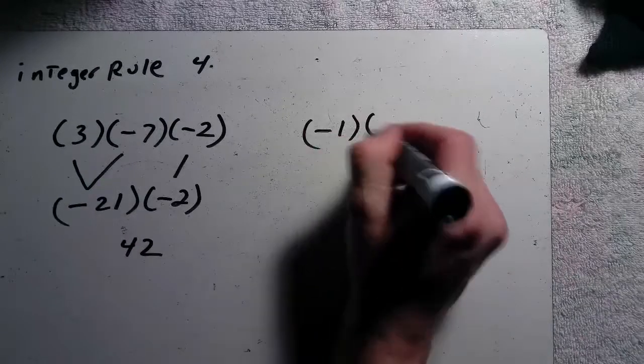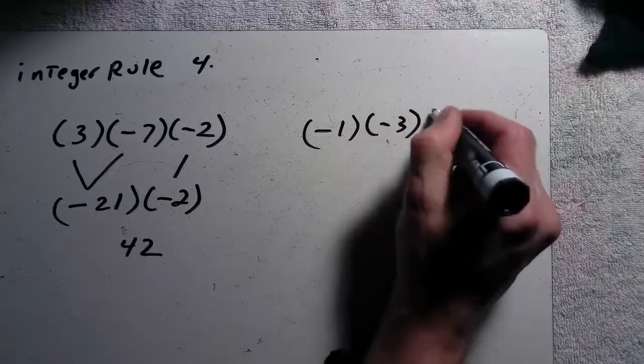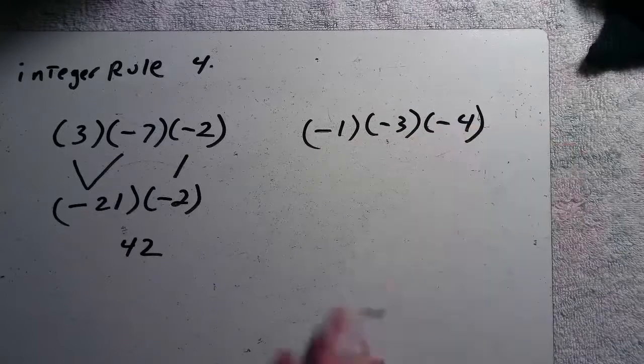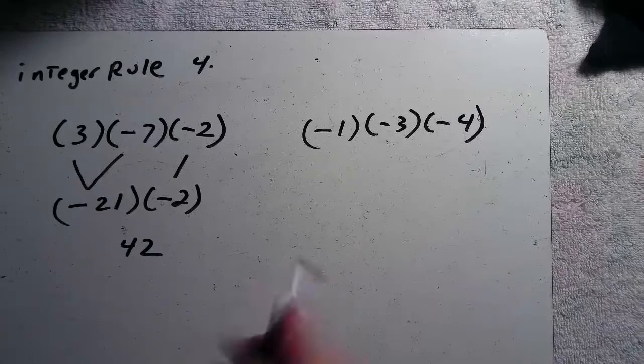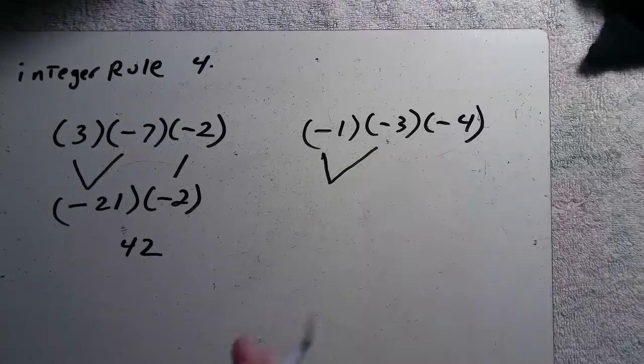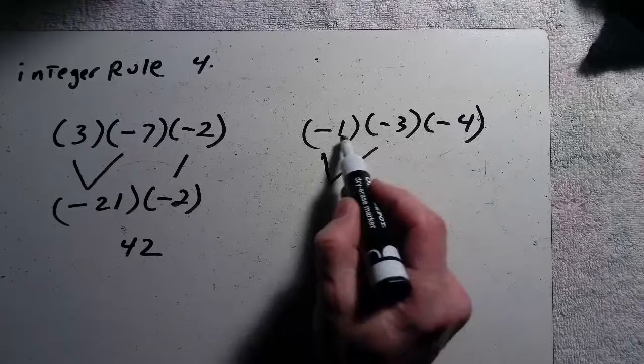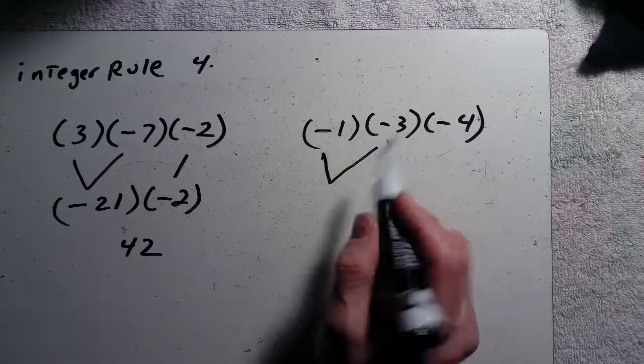Negative 1 times negative 3 times negative 4. Oh, the signs are the same. It must be positive, right? No. You're going to see that the final answer is going to be negative. So just remember, two integers at a time.